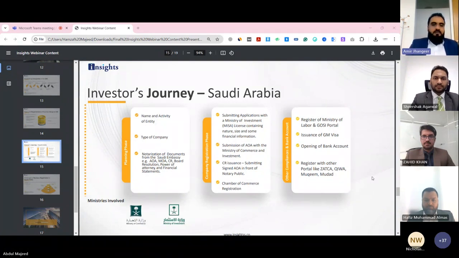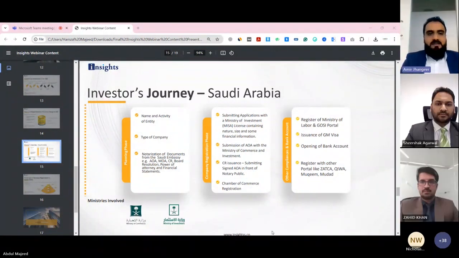First thing that we have to decide is the name of the company and the activity, like in which industry we are going to launch the company, for example, what kind of license we require for that. So keeping in view that, we have to attest the documents before moving forward. This is for the process of sending the application to the Ministry of Investment. For that, we need to attest a few documents from the Saudi embassy. What kind of documents are required again depends upon the situation.